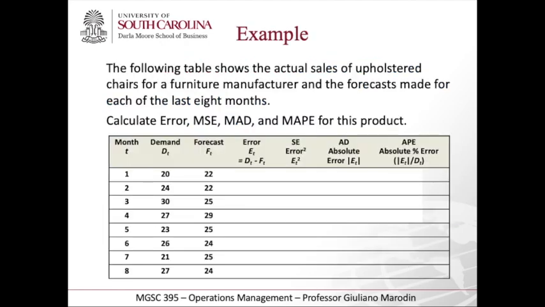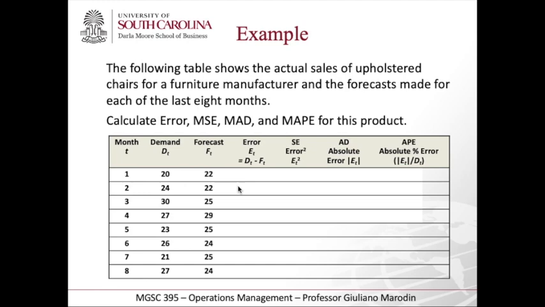Okay. So this is an example table that looks similar to problems and homeworks that we're going to encounter in the future. You have months, and you have the demand that happened for that month. It has the forecast that we calculated, and we're going to see the forecast methods in the future. But that's the forecast that we had for that month. And what we need to calculate is error, squared error, absolute error, and absolute percentage error, right? So error is demand minus forecast, right?